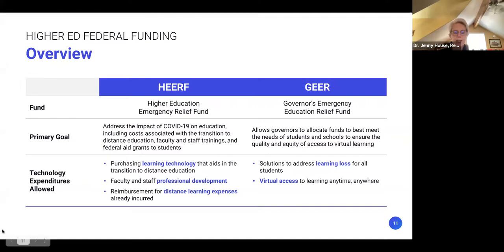So the HERF fund was separate from the GEAR fund. The HERF fund went exactly to the states, who then allocated them to the specific public and nonprofit colleges. The GEAR fund went to the governor's office, and then the governors allocated them. So in that respect, they really were separate.